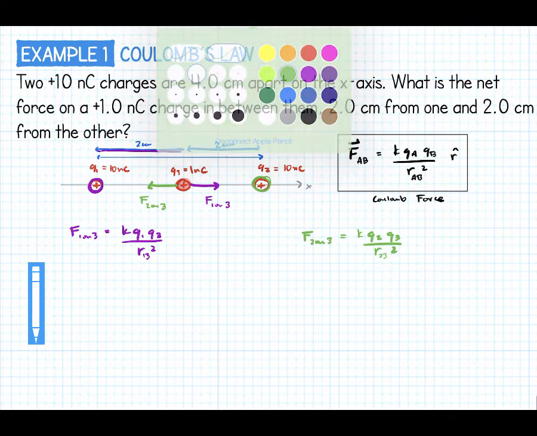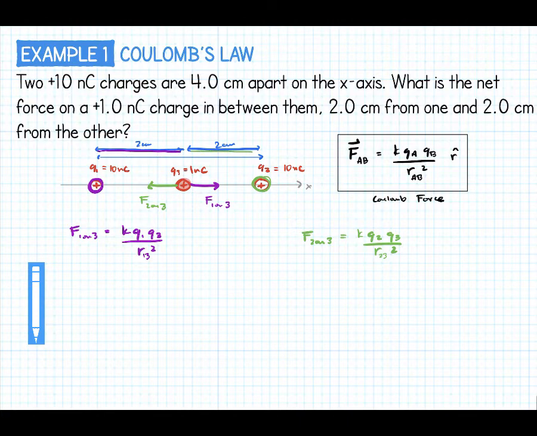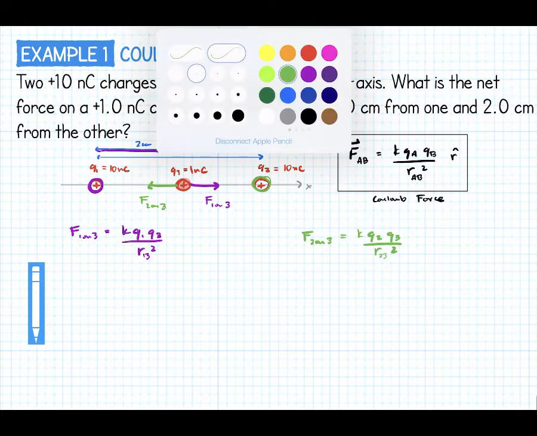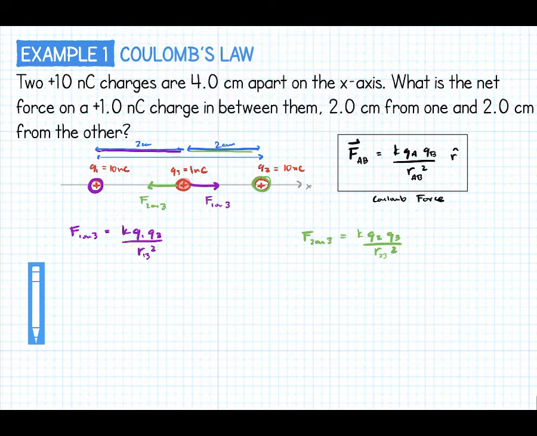That's not always going to be the case. And remember, when we're doing these things, in this case, we only care about the forces on this thing. I mean, there's obviously a force this way on this thing because they're repelling each other, and then there's forces from this guy on this guy, and there's forces from this guy on this guy. There's a lot of forces going on, but we're only being asked about the 1 nanocoulomb charge between them. So we only calculate the forces on the 1 nanocoulomb charge.